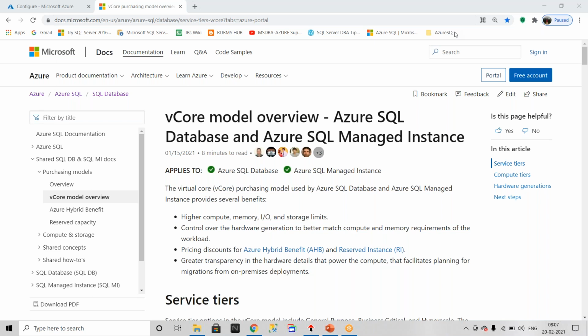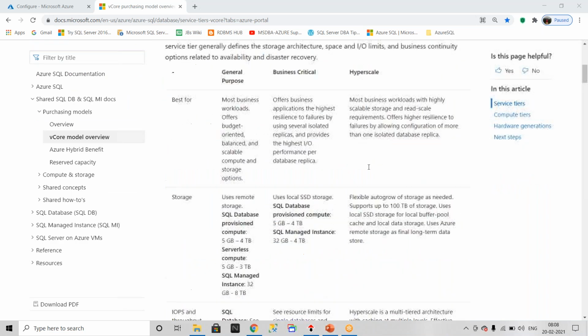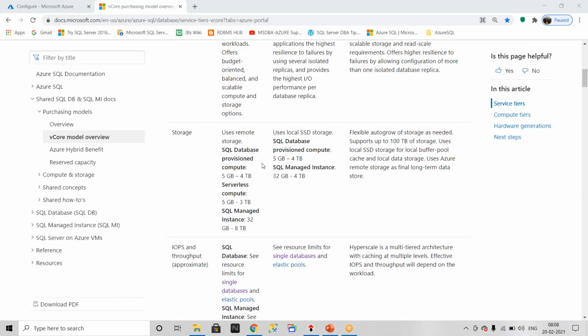Now, under vCore overview, vCore supports Azure SQL Database, Azure Elastic Pools, Azure Serverless, and Azure Managed Instance. All of them are compatible when you go for the vCore purchasing model. I already told you, right, sir?